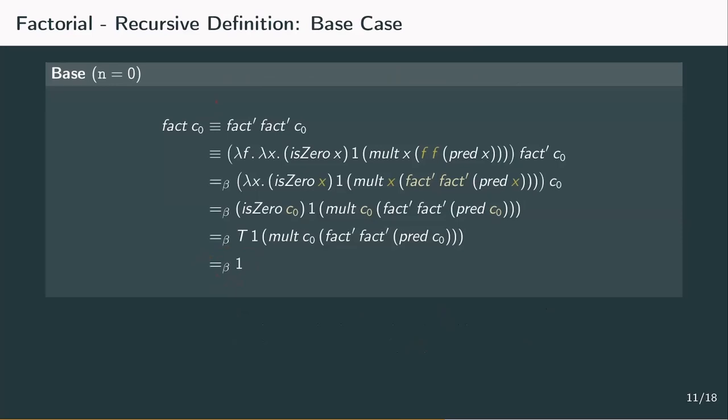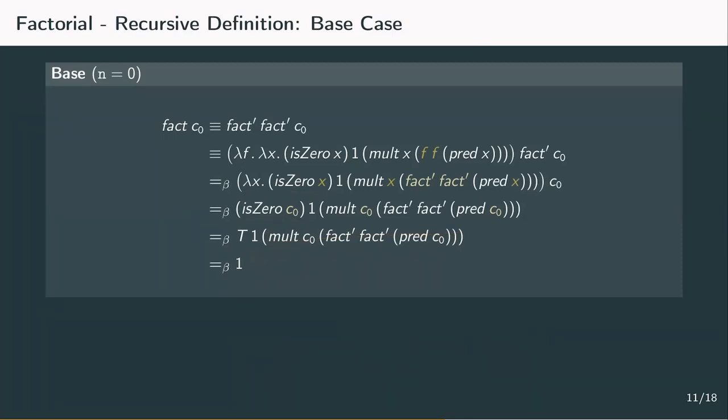We're not going to cover the first two reduction steps in great detail, but as you can see in the third step, since is0 of C0 reduces to true, and true returns its first argument, the whole term reduces to 1. This is to be expected. In our base case, we can completely ignore any computations of any predecessors as we know that it's just going to return 1. Very well, now for the recursive step.